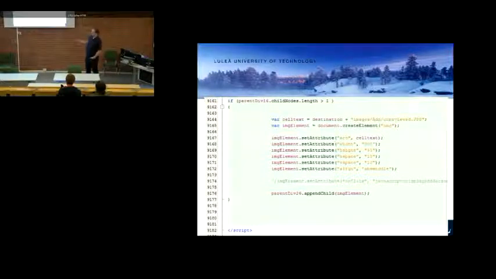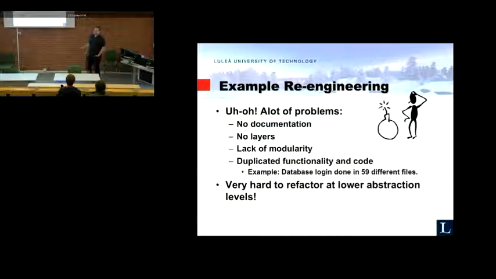Suddenly, on line 9000, we have attributes, the image width and stuff, on all the images. So a lot of problems. And there was no documentation whatsoever, none. No layers, I mean, every file was in the root.